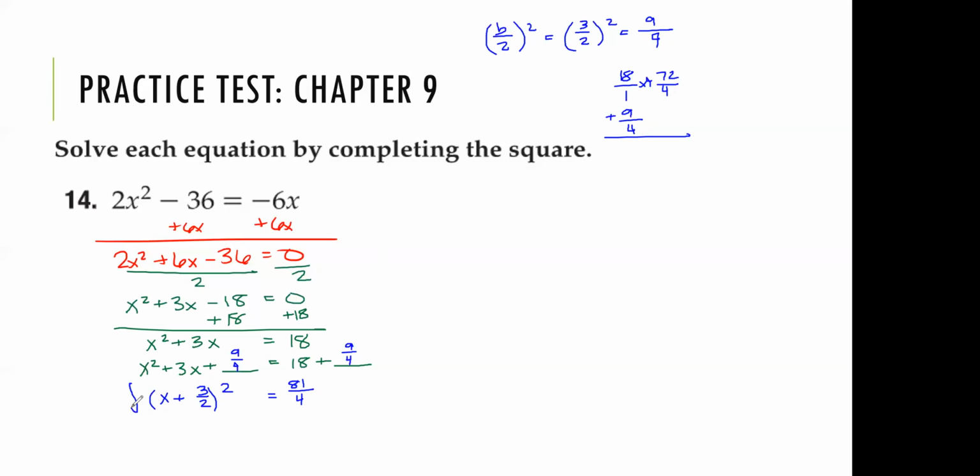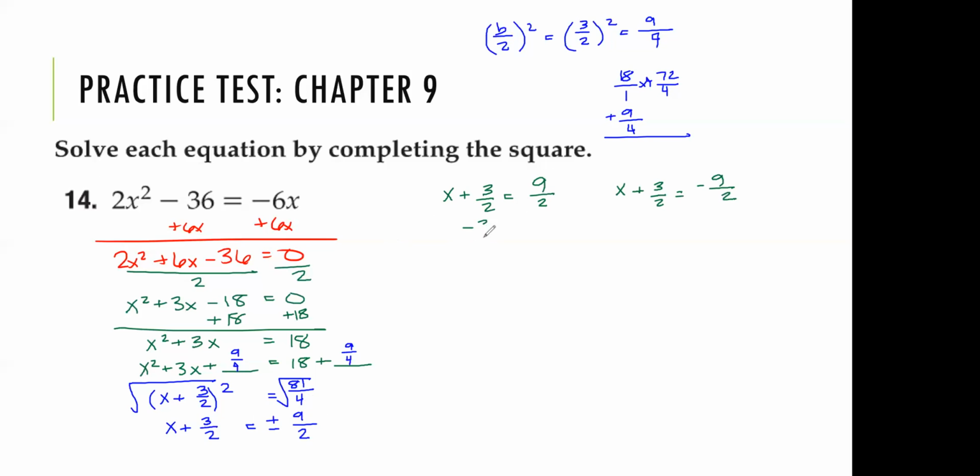And then, so I take the square root of both sides. So I've got x plus 3 over 2 is equal to plus or minus the square root of 81 is 9, and the square root of 4 is 2. Okay, so I've got x plus 3 over 2 equals a positive 9 over 2, or x plus 3 over 2 is equal to negative 9 over 2.